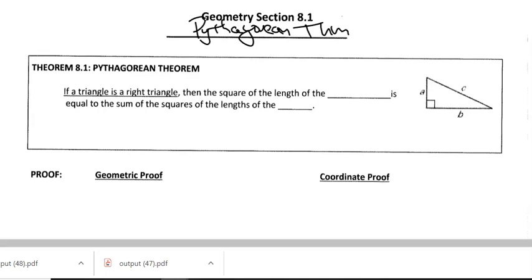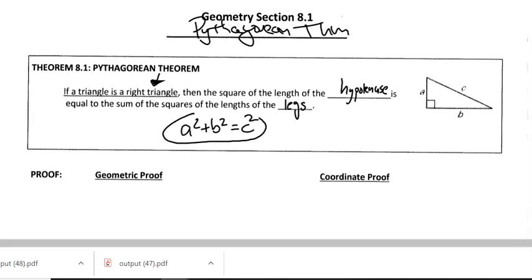It says Theorem 8.1, the Pythagorean theorem. If a triangle is right, so that's super important. Make sure you know that this only works for right triangles. If a triangle is right, then the square of the length of the hypotenuse is equal to the sum of the squares of the lengths of the legs. What does that basically say? It says a squared plus b squared equals c squared when c is the hypotenuse and a and b are not the hypotenuse. They are just the legs.